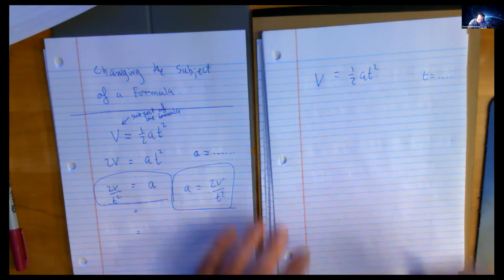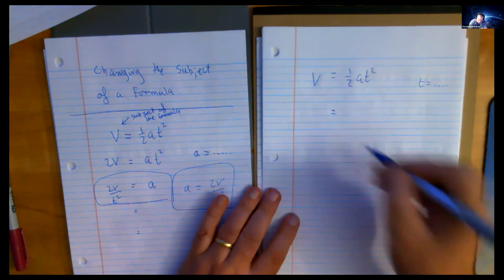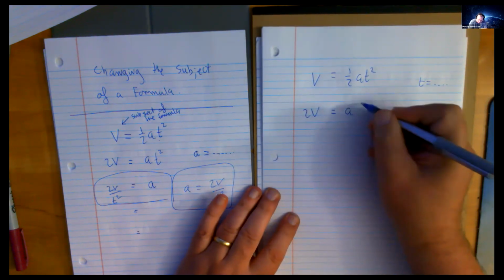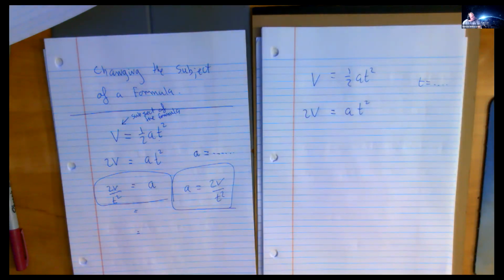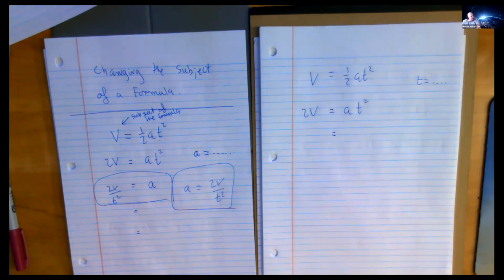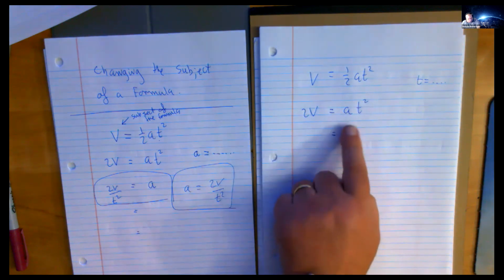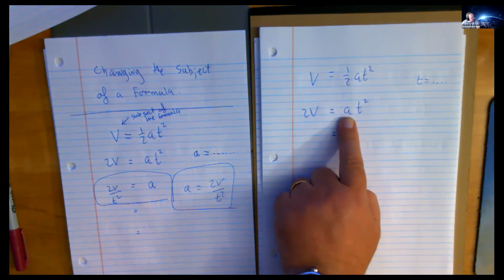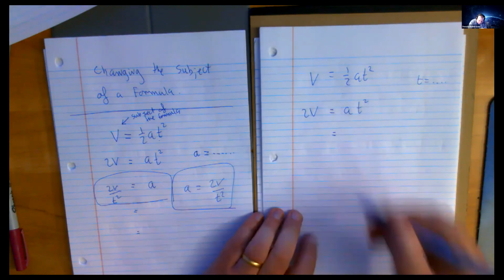Okay, so I'm going to start by multiplying both sides by 2 because I think that's a good move. What do you think I should do next to try and get eventually the t on its own? But what should I do next first? Do you agree I have to get rid of the a? So what do you do to both sides to get rid of this? Divide, that's what I'm saying.